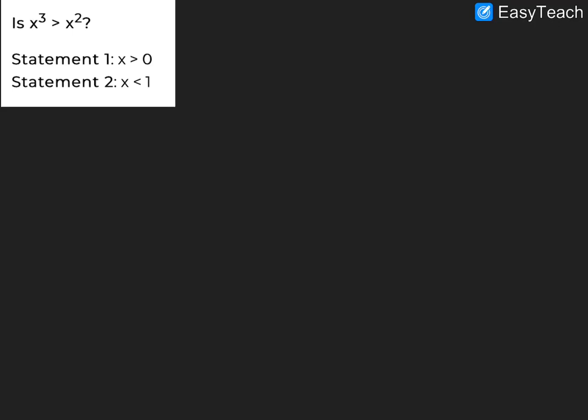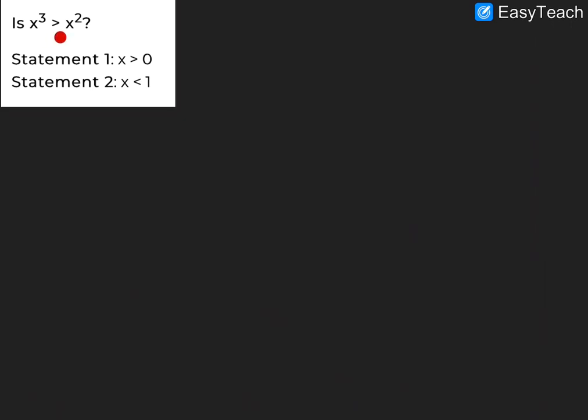All right, we'll have a quick look at this question. This is a typical GMAT 700 plus data sufficiency question. The question states that x cube is greater than x square, and they have given two statements: x is greater than 0 and x is less than 1.